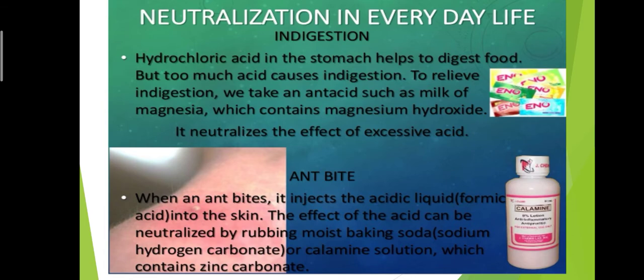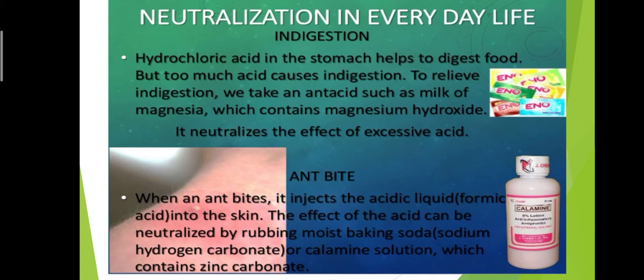Now, neutralization in everyday life. The neutralization reaction involving acid and base plays a very important role in our everyday life. The remedy of food indigestion caused by acidity, treatment of an ant sting or bee sting, reducing the too acidic and too basic nature of the soil, and the treatment of factory waste all involve neutralization reactions.